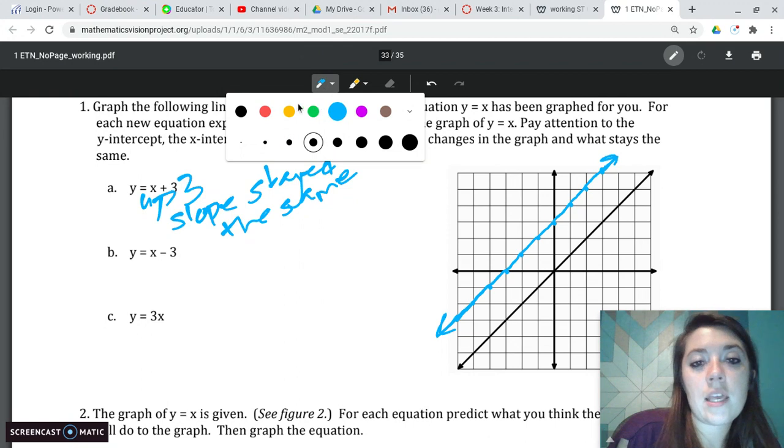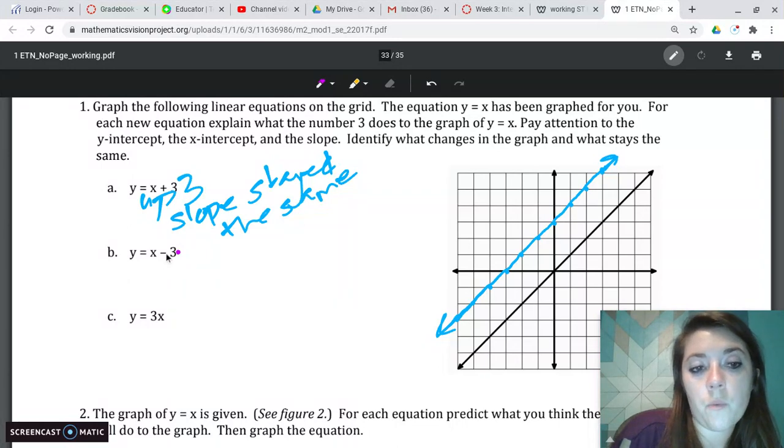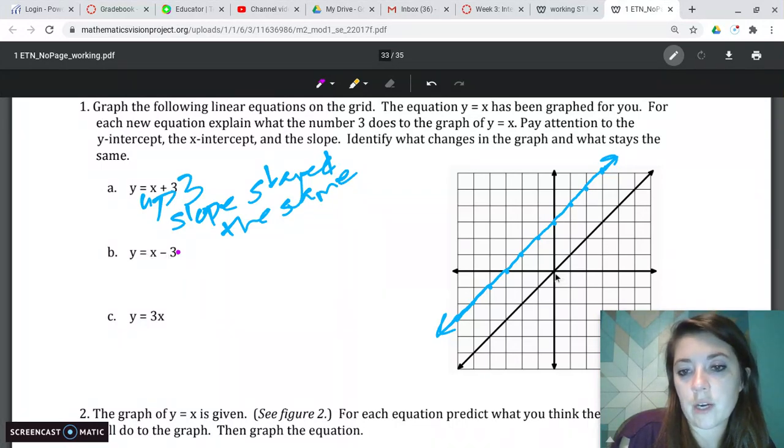Okay, the next one. We have y equals x minus 3. So that means our y-intercept is negative 3 and we have a slope of 1. So we come over to our graph and go down 3 to start. 1, 2, 3. But we still have a slope of 1 over 1, so we go up 1 over 1. Up 1 over 1. Up 1 over 1. Keep doing that so you can draw your line.